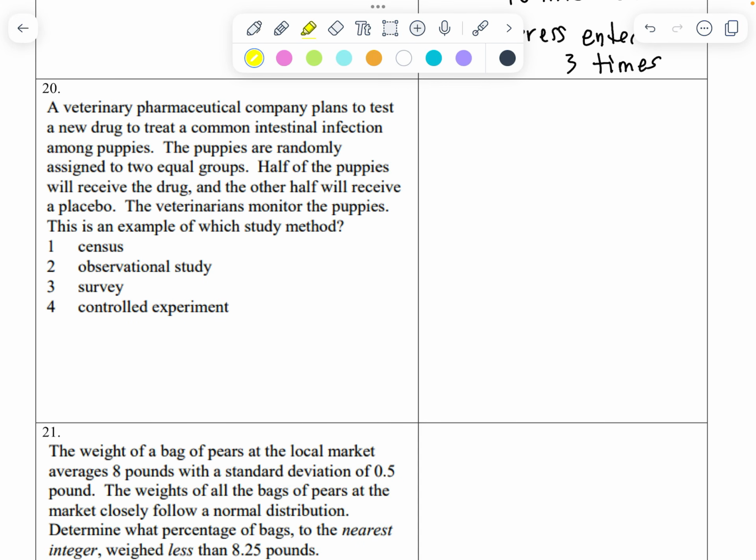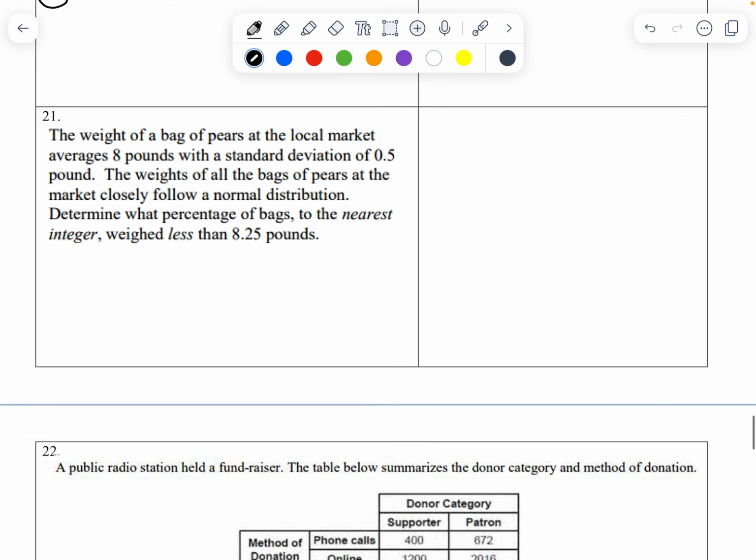All right, number 20. A veterinarian pharmaceutical company plans to test a new drug to treat a common intestinal infection among puppies. The puppies are randomly assigned to 2 groups. That's huge. Half of the puppies will receive the drug, and the other half will receive a placebo. The veterinarians monitor the puppies. This is an example to which study method? Well, they gave it away. When you have 2 groups that are randomly divided, that automatically is a controlled experiment.